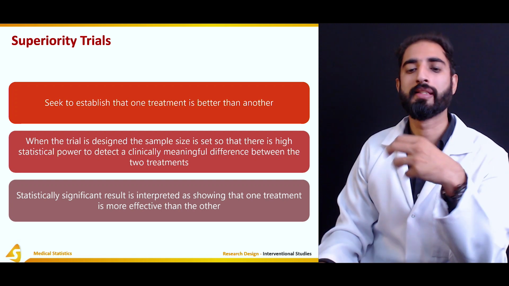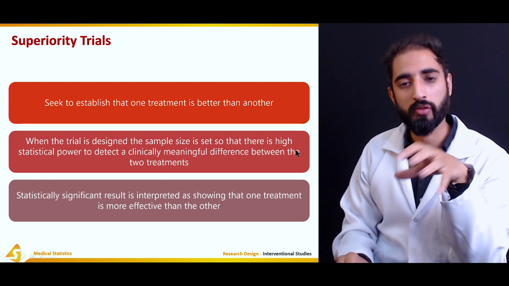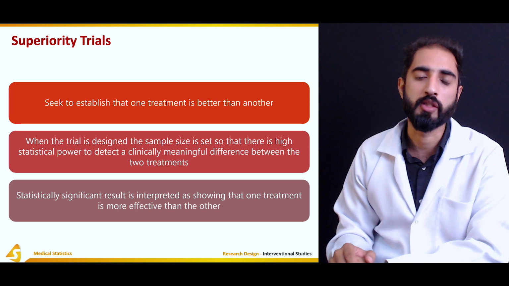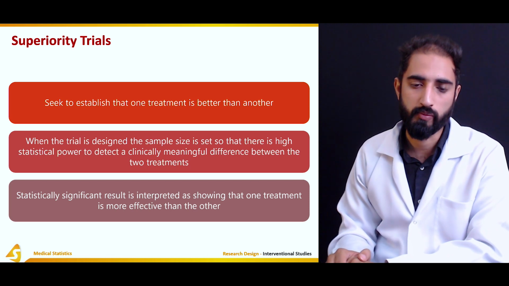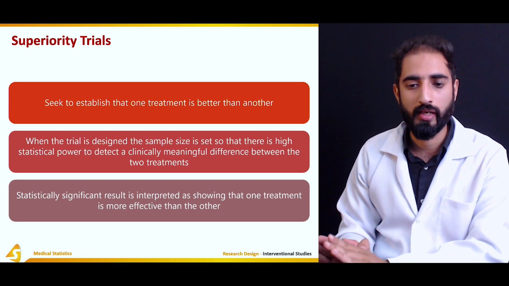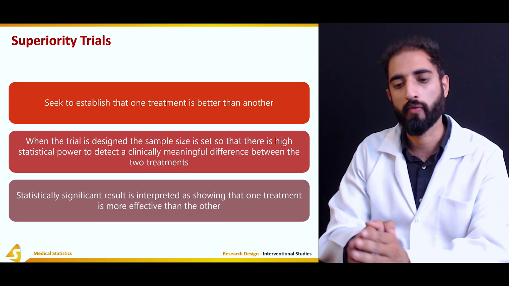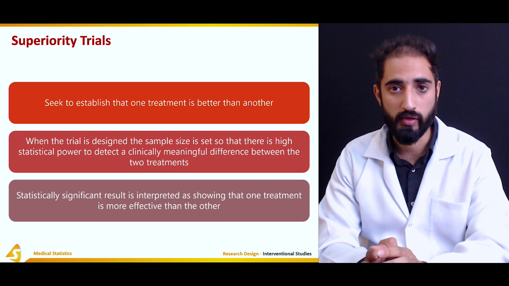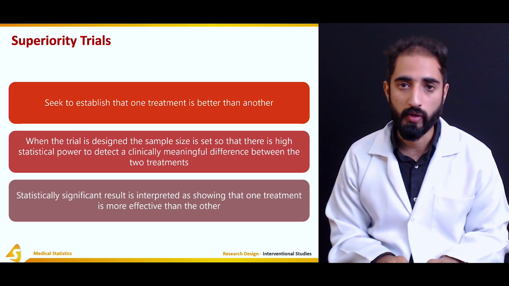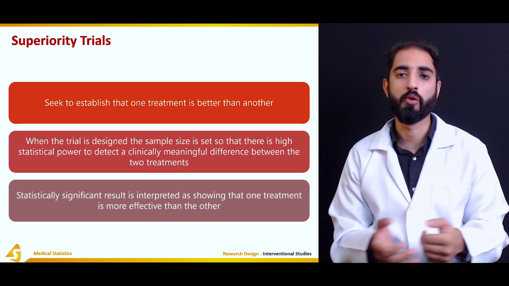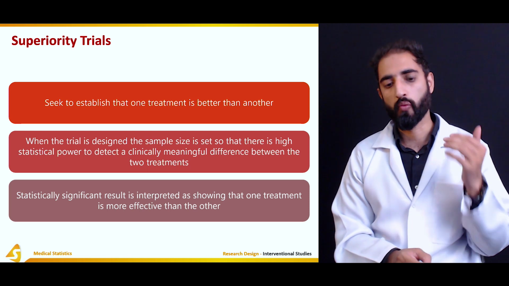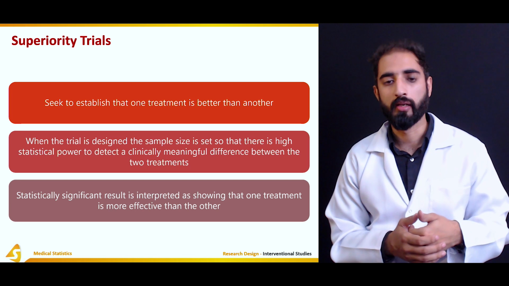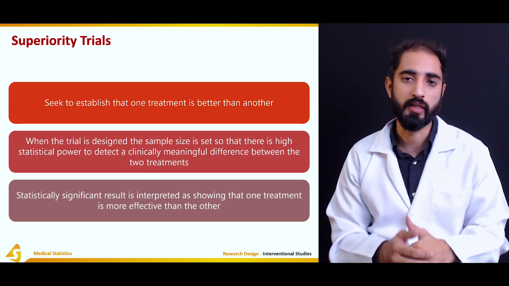But when the trial is designed, the sample size is set so that there is a high statistical power to detect a clinically meaningful difference between the two treatments. A statistically significant result is interpreted as showing that one treatment is more effective than the other. For example, if the confidence interval is 95% and you compare the two treatment groups and the p-value is less than 0.05, then you can say that one treatment is significantly better at improving the result than the other treatment.